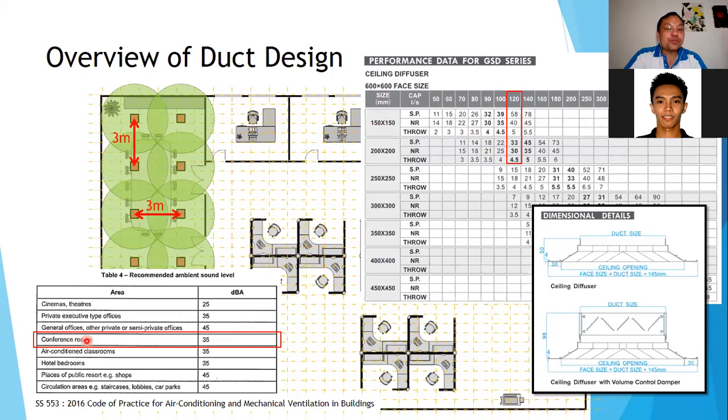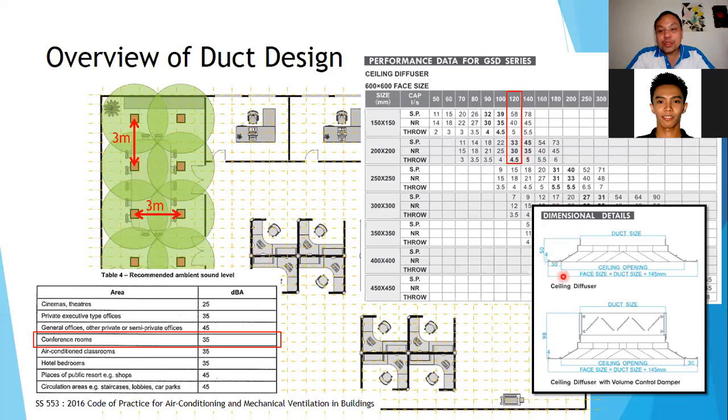So here, the conference room is at 35 decibel. You would see my flow rate is 129, so I'm between 120 and 140. At 140, my decibel is 35, but I'm less than 140, so I would know that my sound level would be less than 35. My flow rate is 129, so I would also know that my throw is more than 4.5. I would assume 4.5 as the worst case scenario, but based on my flow rate, it would be more than 4.5 meters, but less than 5 meters.